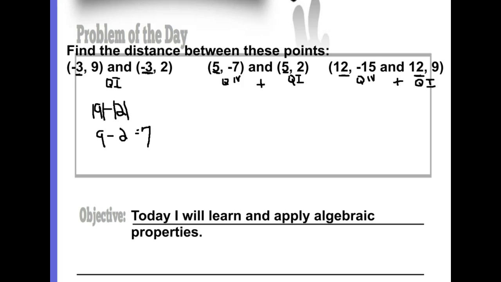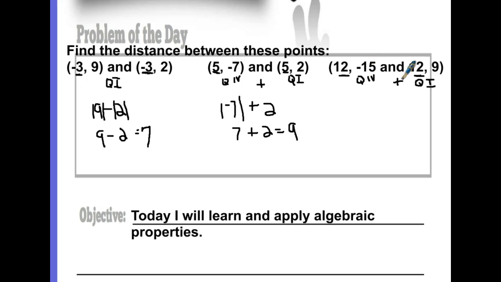Okay, let's check and see how you did. We're going to add the absolute value of negative 7 and 2. The absolute value of negative 7 is 7. 7 plus 2 is 9. So the distance is 9 units, or 9 spaces.